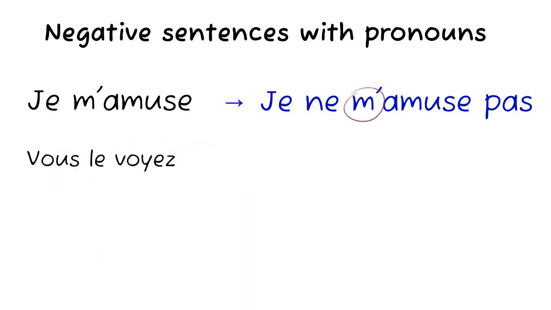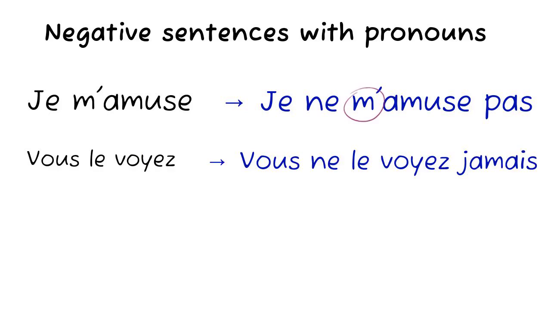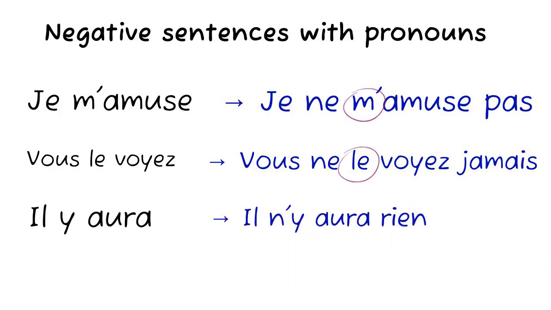Similarly here, vous le voyez, you see him. If we want to make it you never see him, vous ne le voyez jamais. Again, the le, you can see, is sandwiched with the verb. And finally, one that you might use quite a lot, il y a or il y aura, there will be. And here we want to make it there will be nothing or there won't be anything. Il n'y aura rien. The y, the pronoun there, staying with the conjugated verb aura.